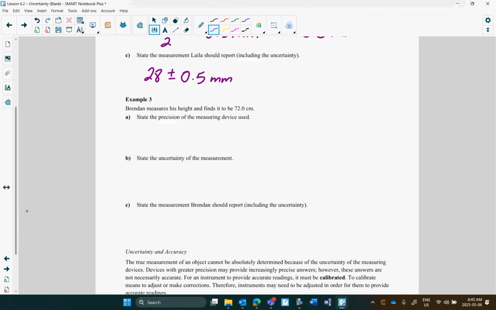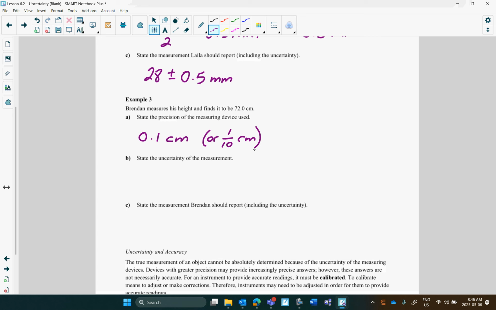The next one. Brendan measures his height, finds it to be 72.0 centimeters. So what's the precision? 1/10 of a centimeter, or 0.1 centimeters, or 1/10 of a centimeter. Either one of those is correct, but when we state the uncertainty, it's easier to use decimal.